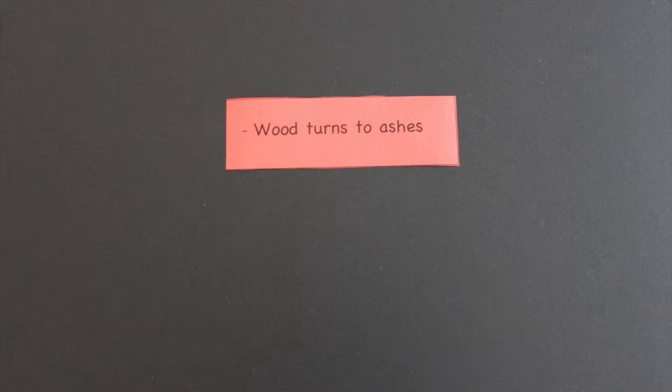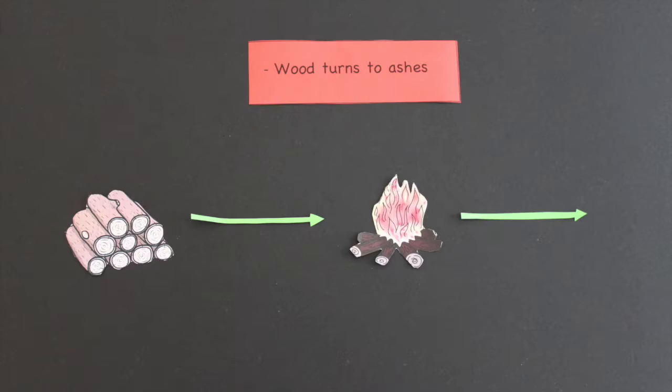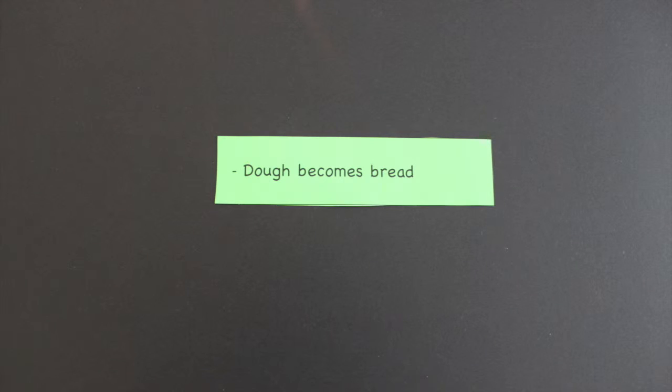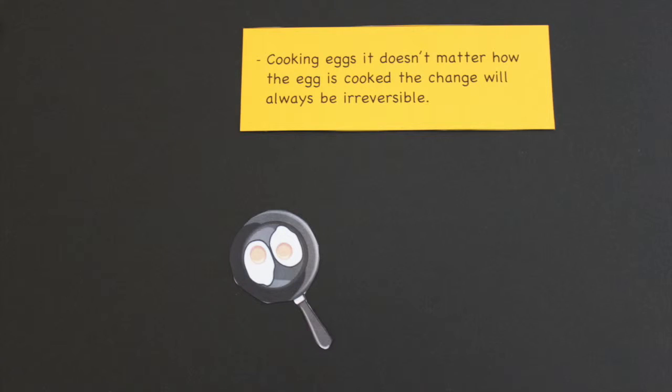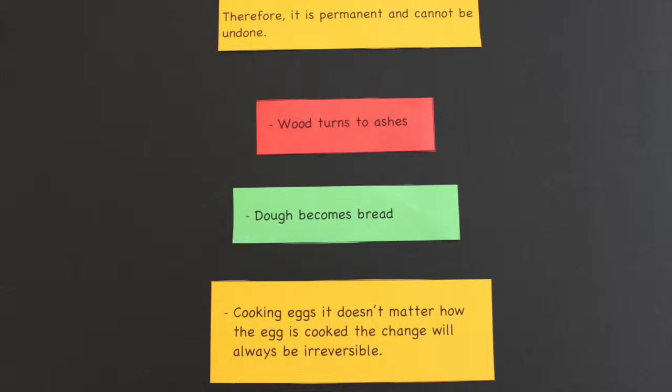An example of irreversible change: wood turns to ashes, dough becomes bread. Cooking eggs, it doesn't matter how the egg is cooked, it will always be irreversible. Therefore, it's permanent, cannot be undone.